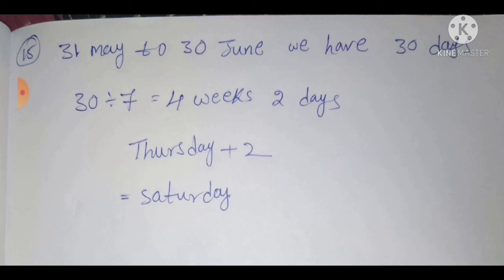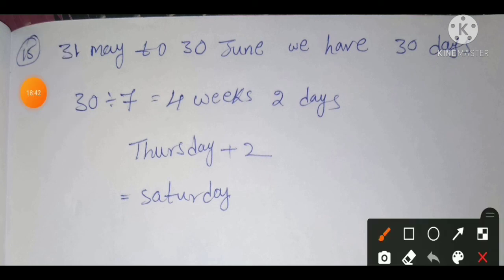So 4 weeks later, since 31st May is a Thursday, it will again come Thursday, Thursday, Thursday, Thursday, plus 2 days. Add the days, Friday and Saturday. So 30th June will be a Saturday. In this way we are going to calculate the days of the month or year or years also.